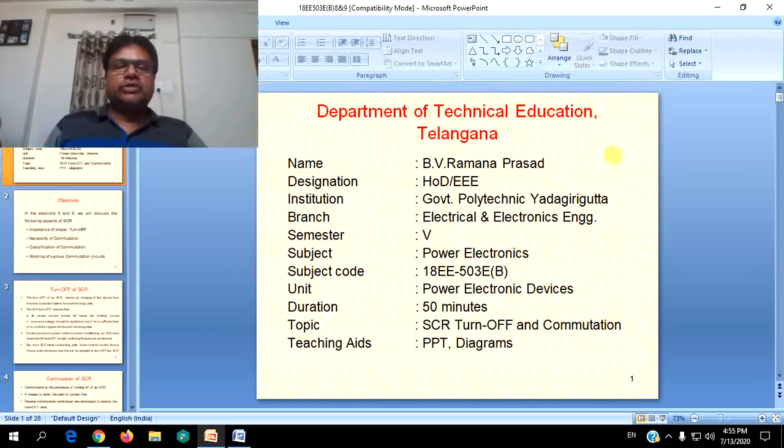This is the ninth session in the series, which is a continuing session of the topics discussed in session 8, which are SCR turn-off and commutation. In the previous session, we have discussed the importance of turn-off.